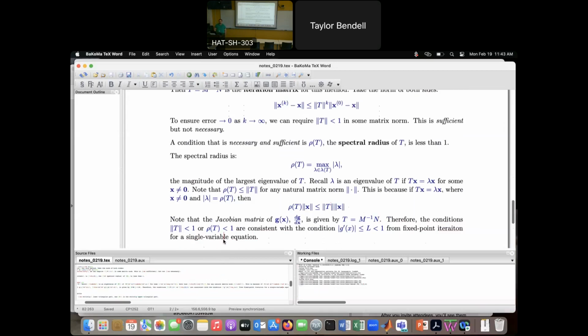So actually, if a matrix is symmetric, the 2-norm equals the spectral radius. Any other questions?